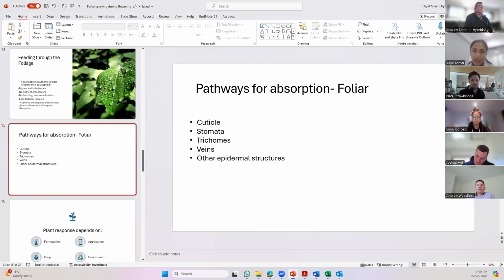Pathways that the foliars are uptaken through the leaf. The traditional view, as John Kemp said, is that nutrients are uptaken by the cuticle or stomata of the leaf. But more research shows that trichomes, veins, or even epidermal structures of the cell can uptake those nutrients directly. So there are multiple pathways from where the plant can uptake these nutrients.